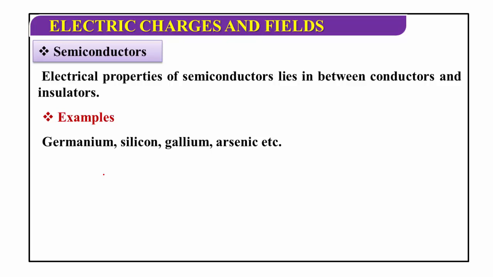The materials which partially allow the flow of electric charges through them are called semiconductors, or the electrical properties of semiconductors lie in between conductors and insulators. Germanium and silicon, gallium, arsenic, these are the best examples for the semiconductor.